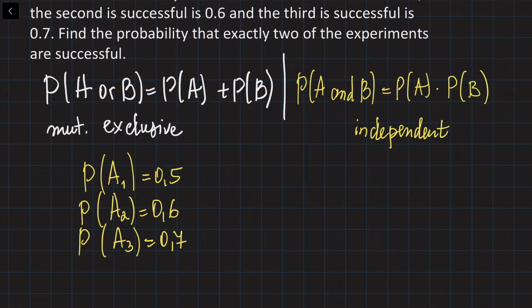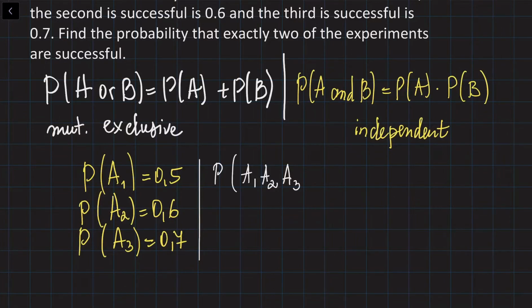Whenever we have these 3 experiments, they might be in a row. For example, it is possible that A1, the first experiment, is successful, the second one is successful, and the third one is successful. So all of the experiments are successful. In order to find its probability, we just need to multiply their corresponding probabilities. So this is the case when all of these 3 experiments are successful. But we need to find something else, right? We need to find the probability that only 2 of the experiments are successful. The third one should always be unsuccessful.